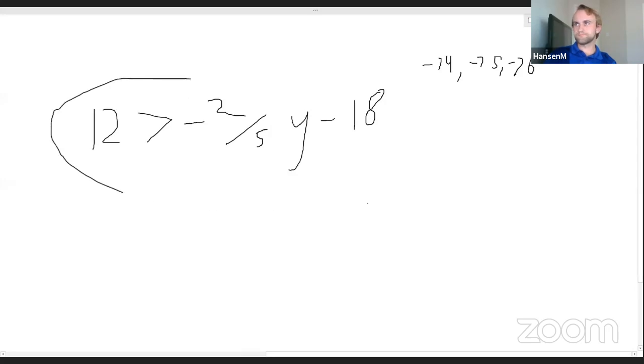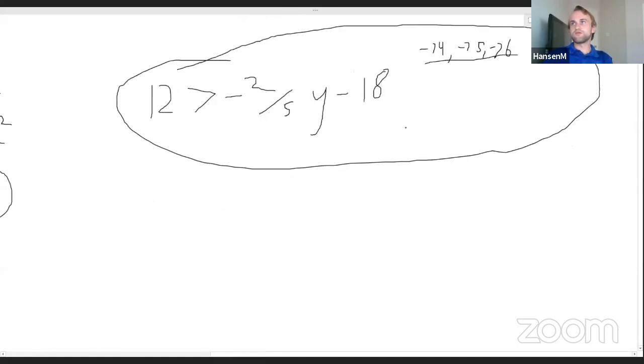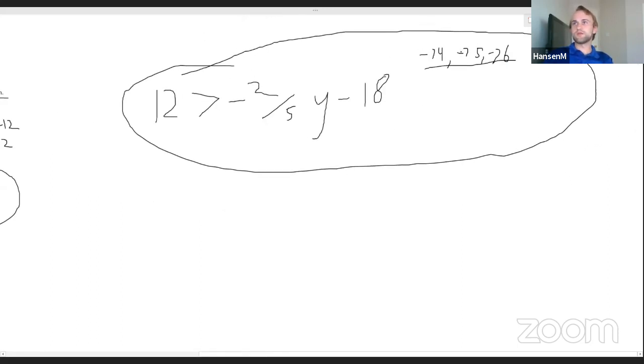So anyway, going back to our example, we were given an inequality expression. 12 is greater than -2/5 times y minus 18. And we were given 3 numbers, -74, -75, and -76. And we were tasked with finding out which of these numbers works. So rather than plug them all in individually, what I'm going to do is I'm going to solve this inequality.